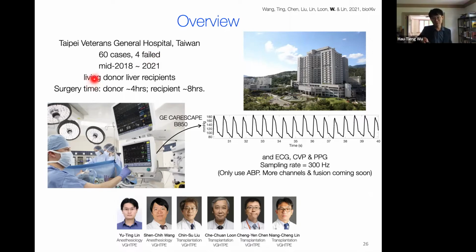The data collection went up to 2021, last year, and thanks to the COVID pandemic, the data collection process was not very smooth. But anyways, we sampled several channels. The sampling rate is 300 Hertz. But today I will only show you the result with the ABP signal. For the other channels, this kind of sensor fusion would be an independent talk where I need to set up more frameworks.